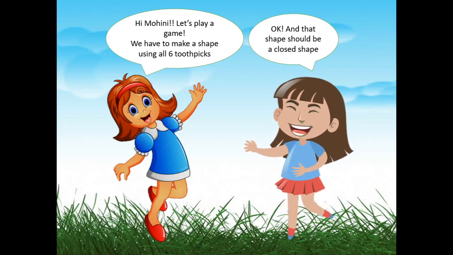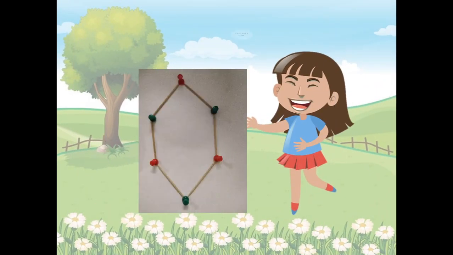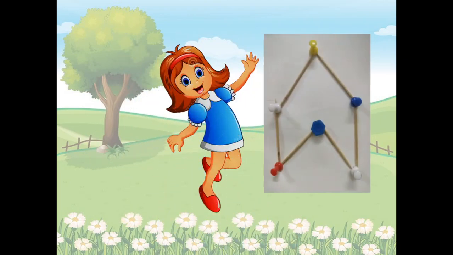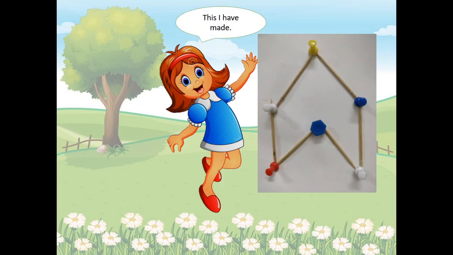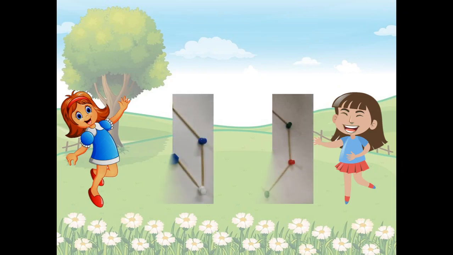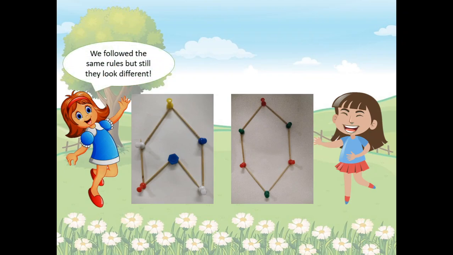After some time, when they both finished making shapes, the shape made by Mohini looked like this. And the shape made by Rohini looked like this. They both were surprised to see the result. Can you say how they were surprised? Because both the shapes were different. In spite of following the same rules, both the shapes formed were different. Children, let's find out why the shapes were different.